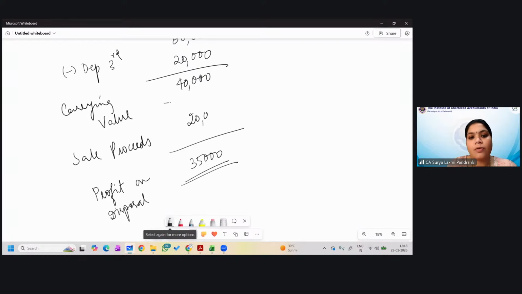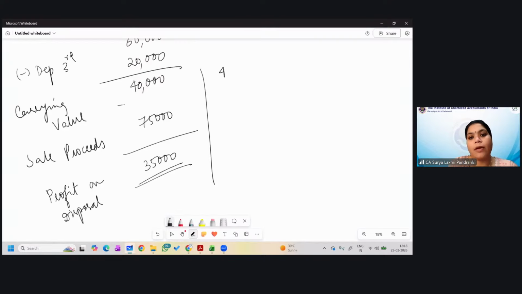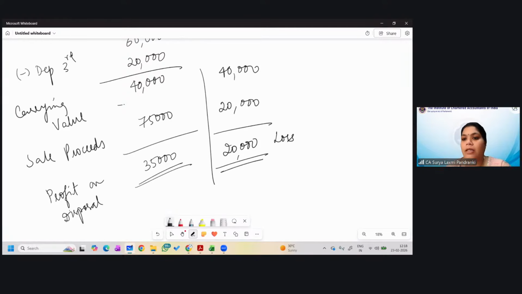The machinery is sold for, okay, maybe 75,000, so you have a profit. One more example is that you have a carrying value of 40,000 only and it is sold for 20,000. Then it is a 20,000 loss on disposal. This is clear, profit or loss on disposal.